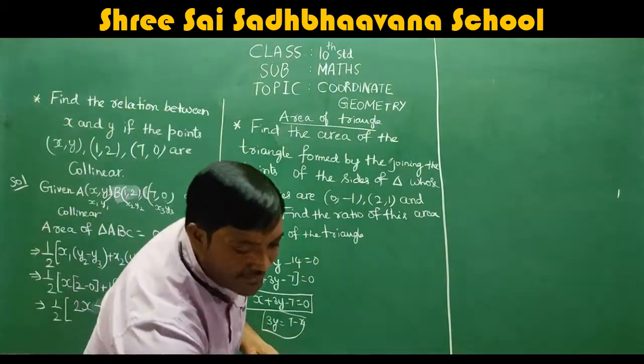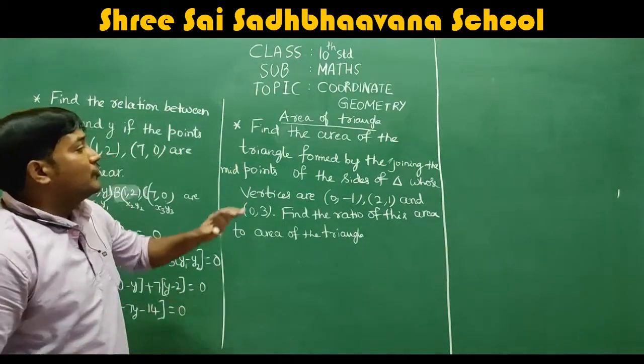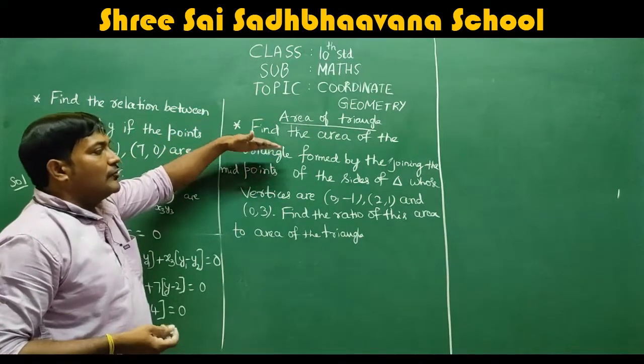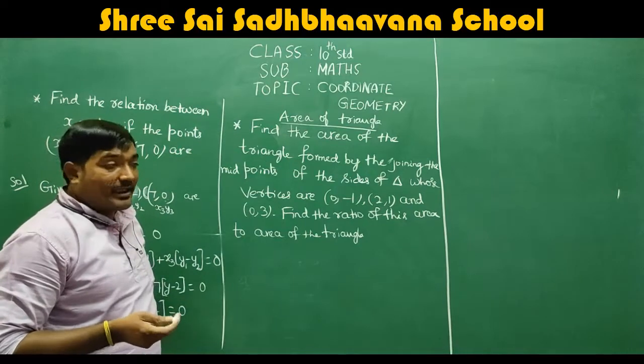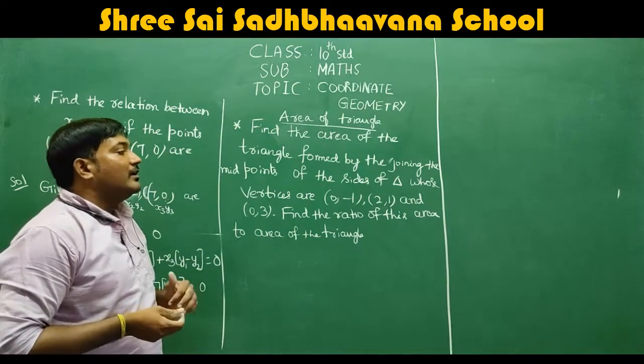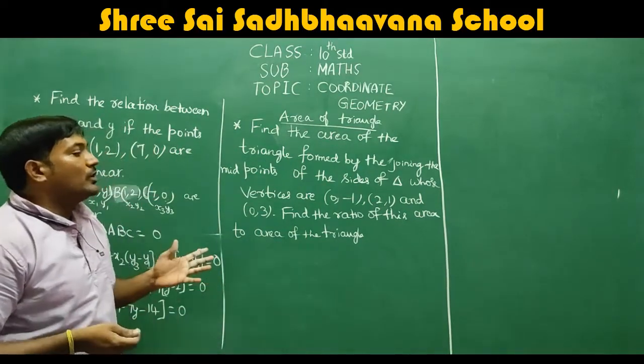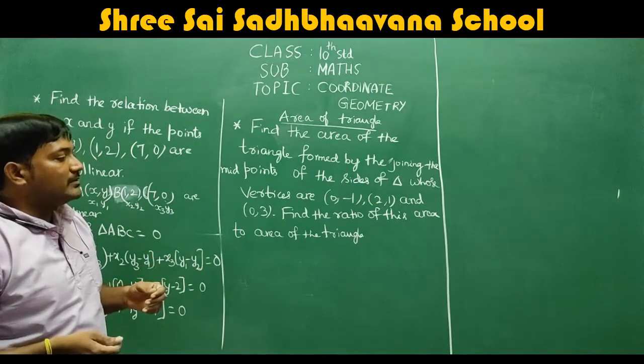So next we will go with the next sum. What is the sum? Find the area of the triangle formed by joining the midpoints of the sides of the triangle whose vertices are (0, -1), (2, 1) and (0, 3).